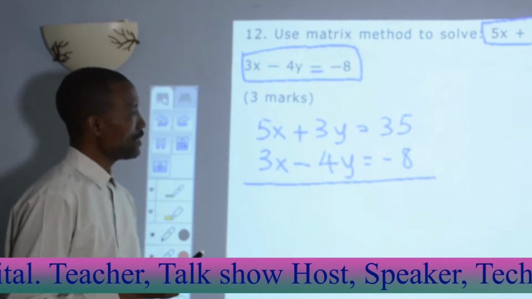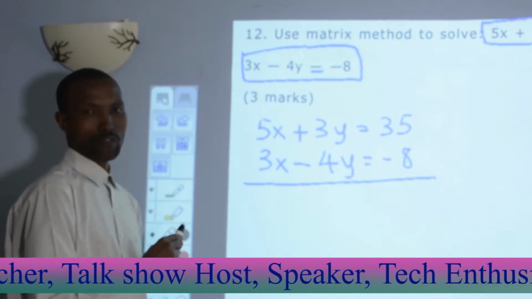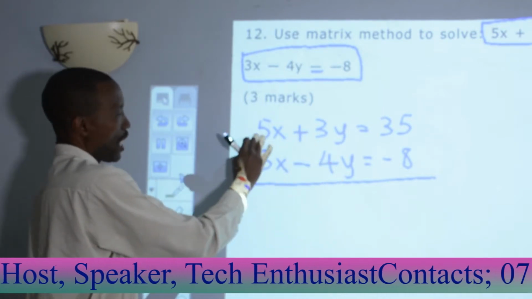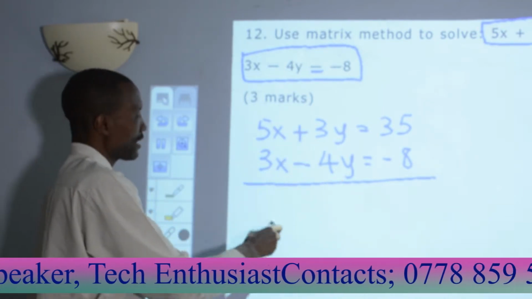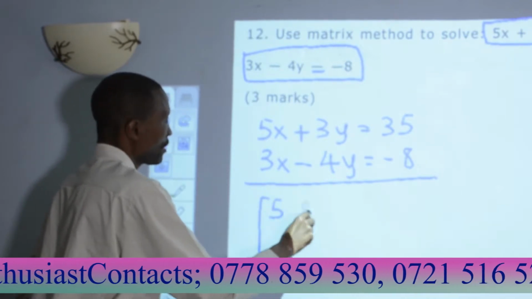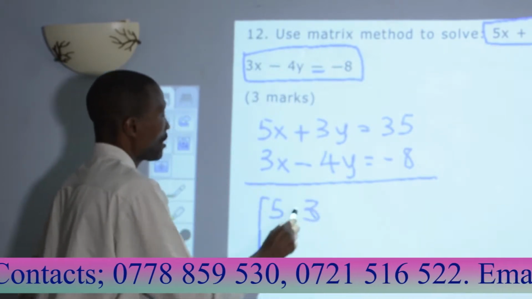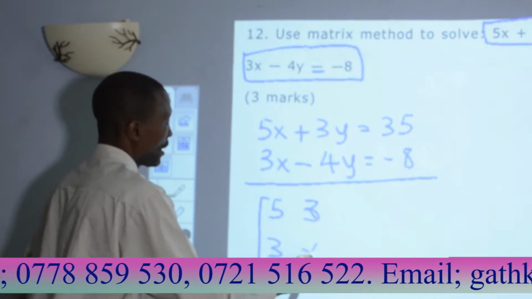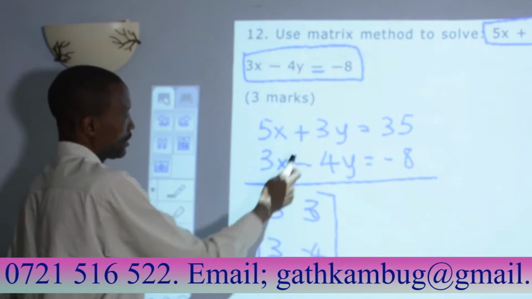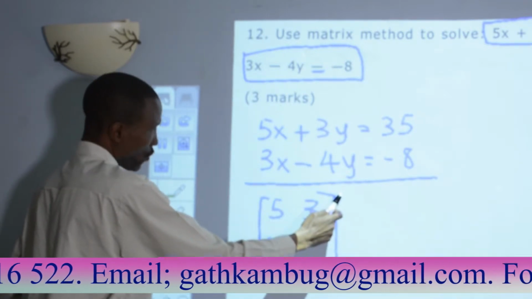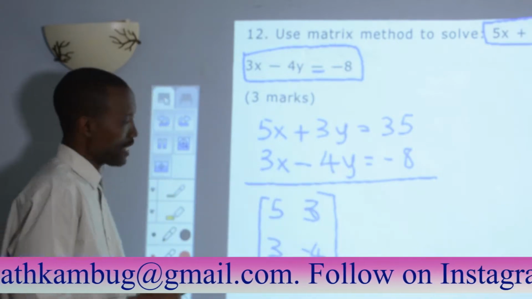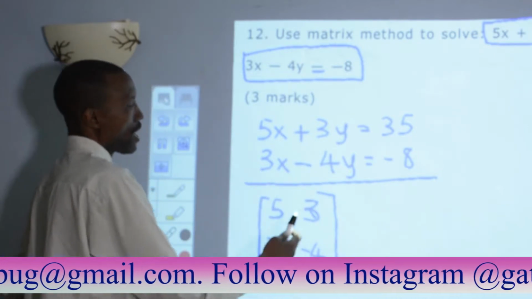As I said, you need to rewrite it in matrix form first. So take all the coefficients and rewrite them as a single matrix as below. So I have 5, 3, 3, minus 4. Where have these ones come from? I have picked this and this to form the first row, and 3 and minus 4 for the second row. Make sure you carry the minus 4 together with its sign.